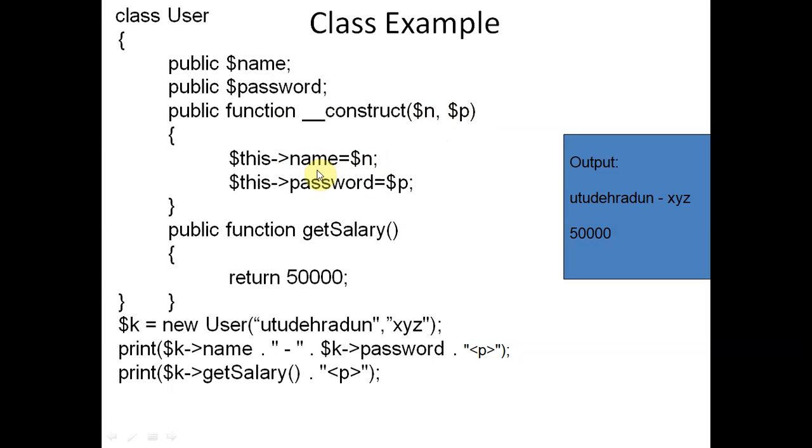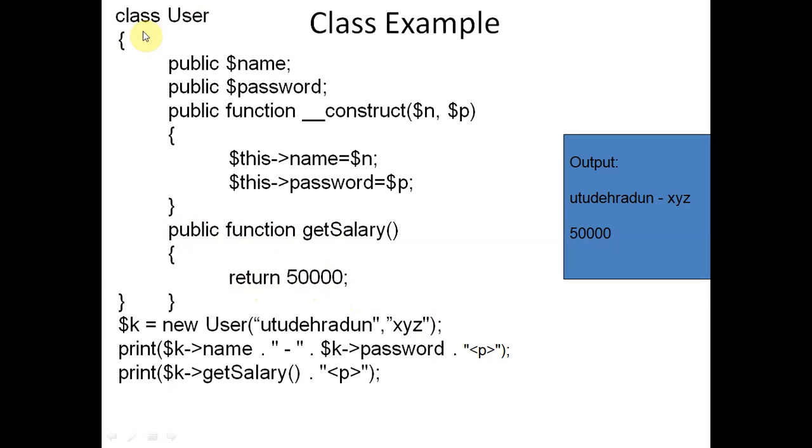$n will transfer to the name variable. $p will transfer to the password variable. Now you can see another function, public function getSalary, and in this function we are returning one value. However, we haven't mentioned any return type here, so directly we can write return 50,000 or any other value.